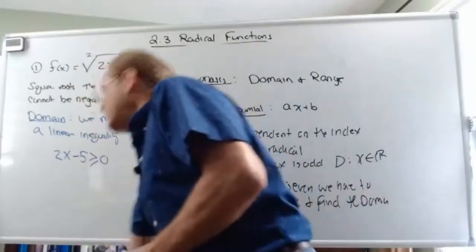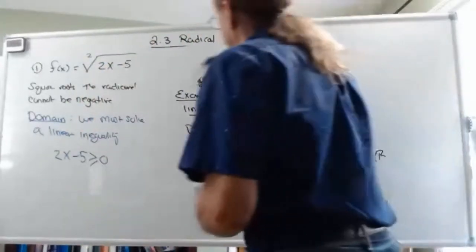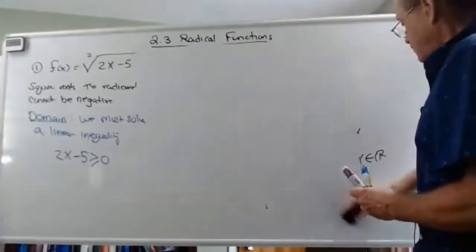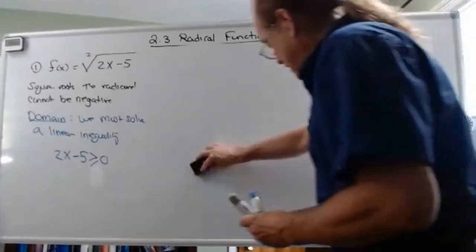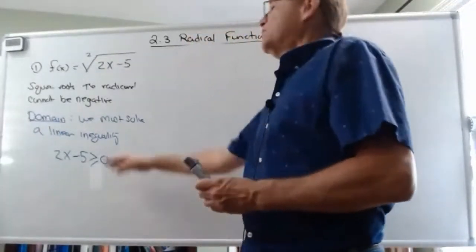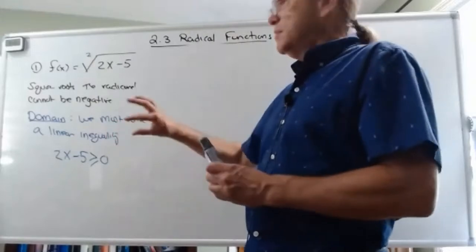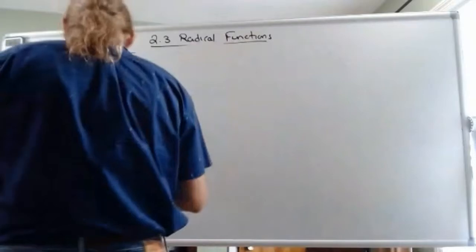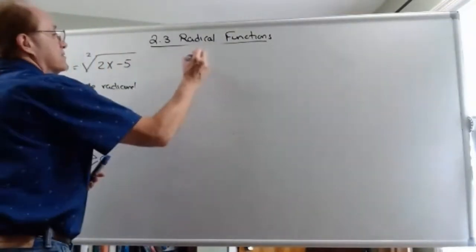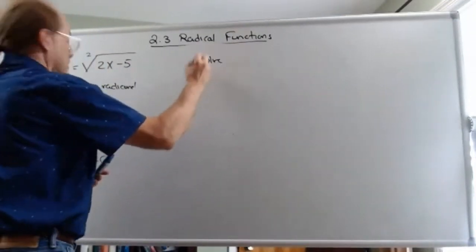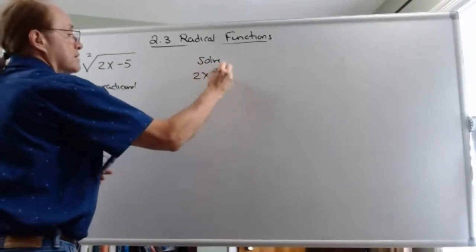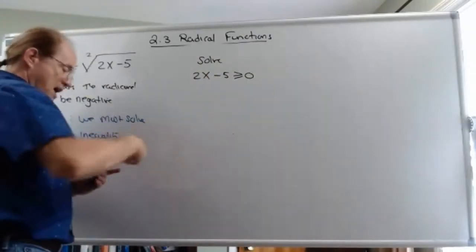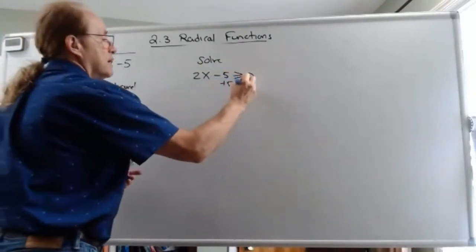Okay, so we've learned how to solve those inequalities in previous algebra courses. Remember, solving an inequality is very similar to solving an equation with one caveat. If you ever multiply or divide by a negative number, you have to change the direction of the inequality. But this is easy enough to solve, so let's solve that inequality. We have 2x minus 5 is greater than or equal to 0. What would I do? I'd add 5, just like I'm solving an equation, to both sides.